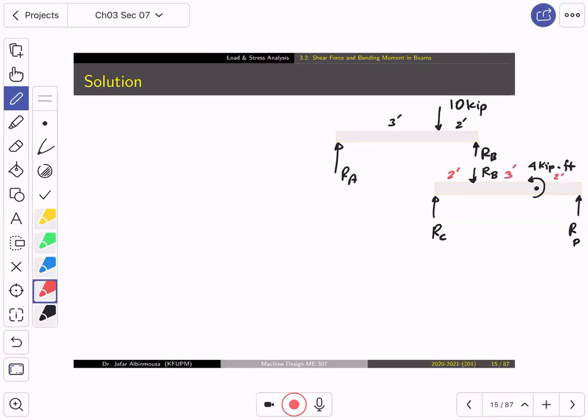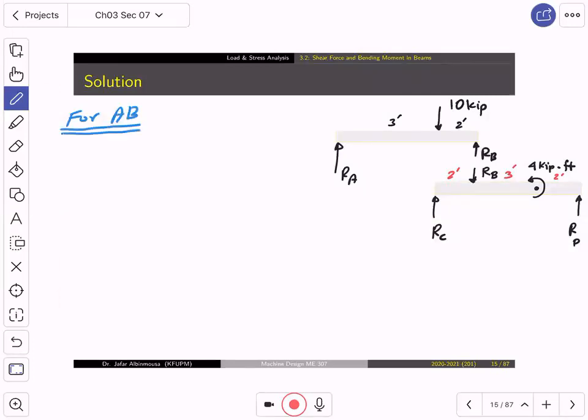Good, ikhwan. Now, what are we gonna do? Okay, now let's go. For AB, okay, so beam AB, we'll take upward as positive. We will sum up the forces along Y and say that this is equal to 0, which gives us RA plus RB is equal to 10. Correct? Yes. Okay, good. If you have any question, please stop me.